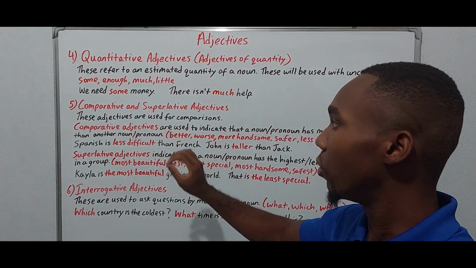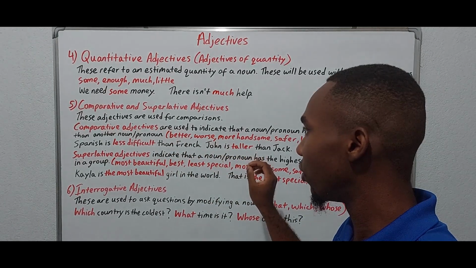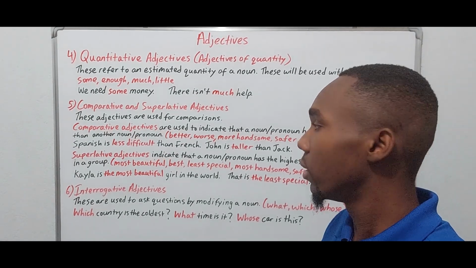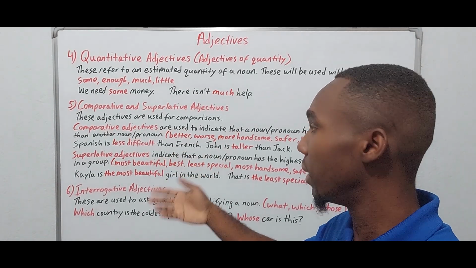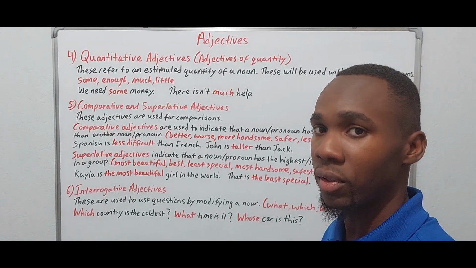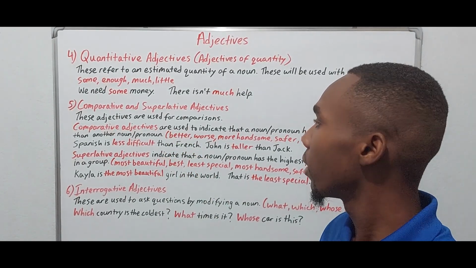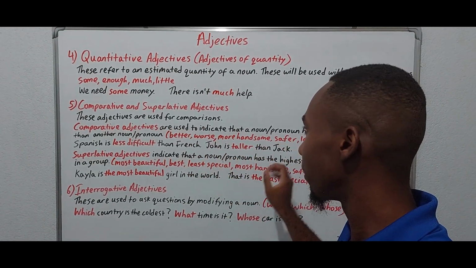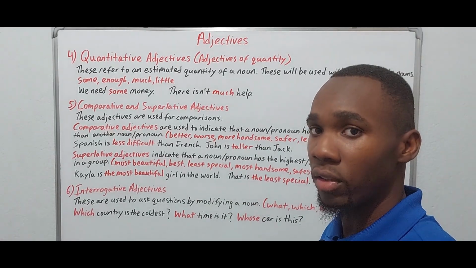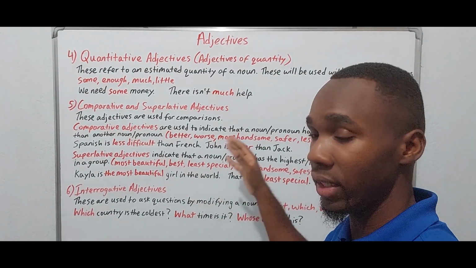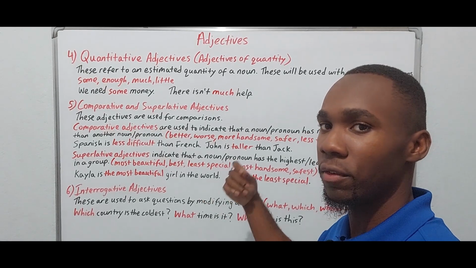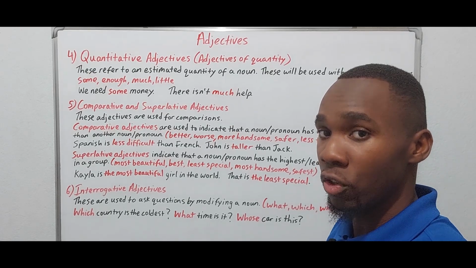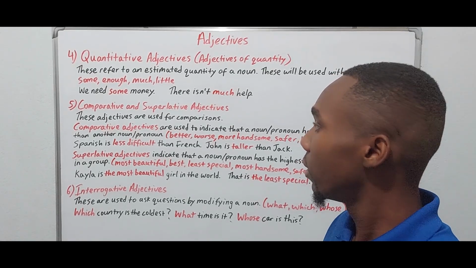Right. So Spanish is less difficult than French. That would be a comparison of a lower degree, right? So we use less because difficult will be 3 syllables, difficult, right? John is taller than Jack. Once again, tall contains 1 syllable, so we add er. But once again, we're not focusing on the formation. So you'll have to watch that video if you really want to understand the rules behind the formation, okay?